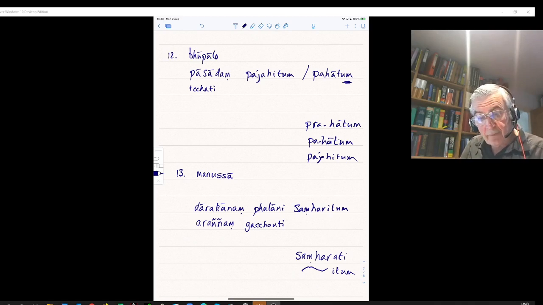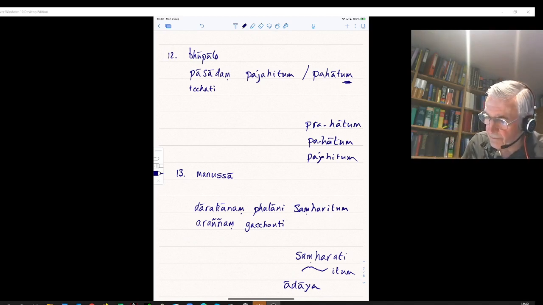Where were we? Manusa darakanam palani samharitum aranyam gachanti. So that means the men go to the forest in order to gather fruit for the children. So the men take baskets and go. So here, clearly we need the absolutive, literally having taken baskets. Adaya, having taken. A basket is pitaka, a masculine noun. So accusative plural, pitake, having taken baskets, pitake adaya.